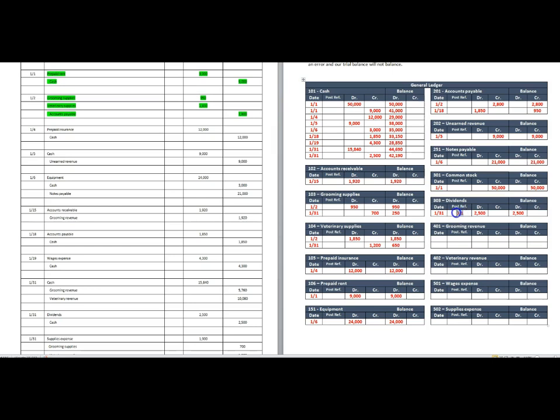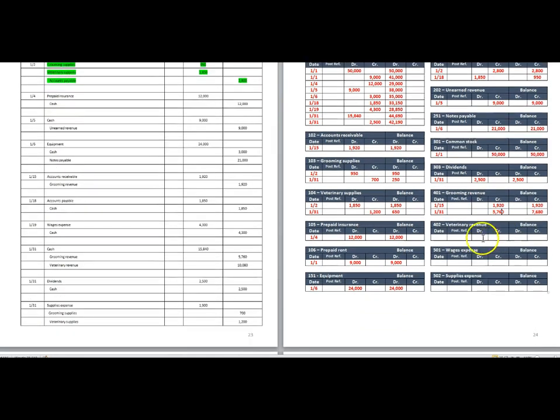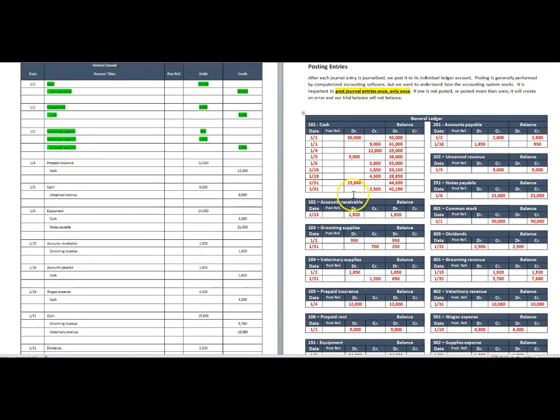Dividends, we had the $2,500 dividend. For grooming revenue, we had two types, the one we earned on account, and then also the one at month end that we got paid in cash. Veterinarian revenue, we just got the one at the end of the month. Wages expense, we paid the 2 employees in the middle of the month, so we got $4,300. For supplies expense, remember at the end of the month we've used up some of the supplies, so we recorded $1,900 in supplies expense. But you should be able to see the relationship here, and this shouldn't be a difficult step. The most difficult part is the journal entries. This should be a pretty easy step.